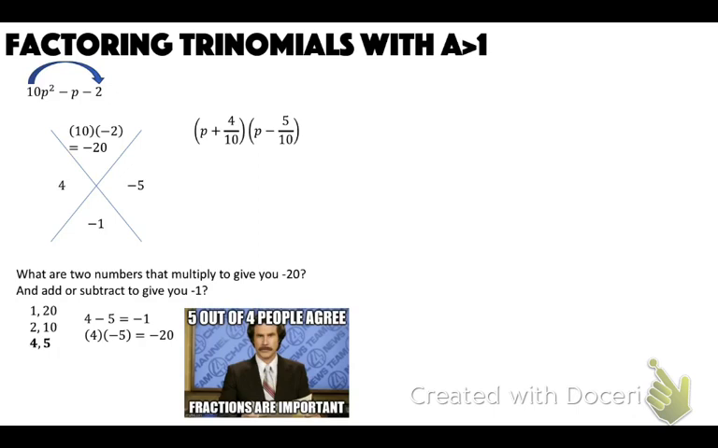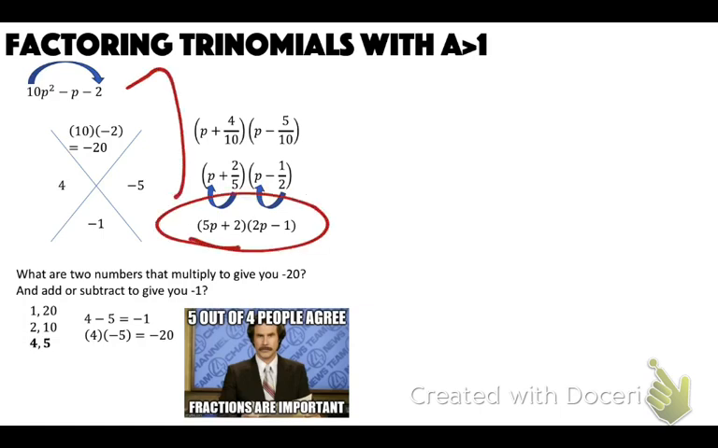So 4 over 10 is 2/5, and 5 over 10 is 1/2. So then we can just slide those back, and we get 5p plus 2 and 2p minus 1. And if we were to multiply these together, I am going to end up getting 10p squared minus p minus 2. Cool?